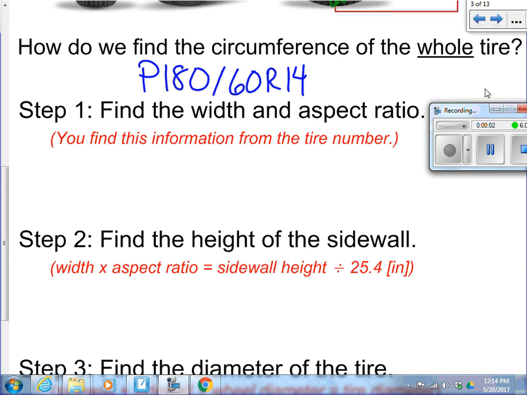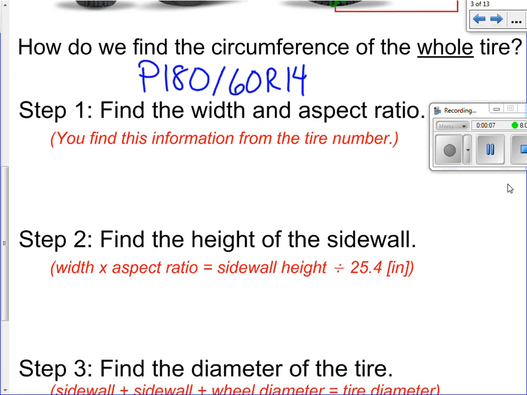All right, so here we're going to look at actually finding the circumference of the entire tire. I broke it down into steps so that you can build up a routine and understand how you need to calculate this each time. So first, we would obviously start with the tire number. For this example, we're going to be using P180/60 R14.